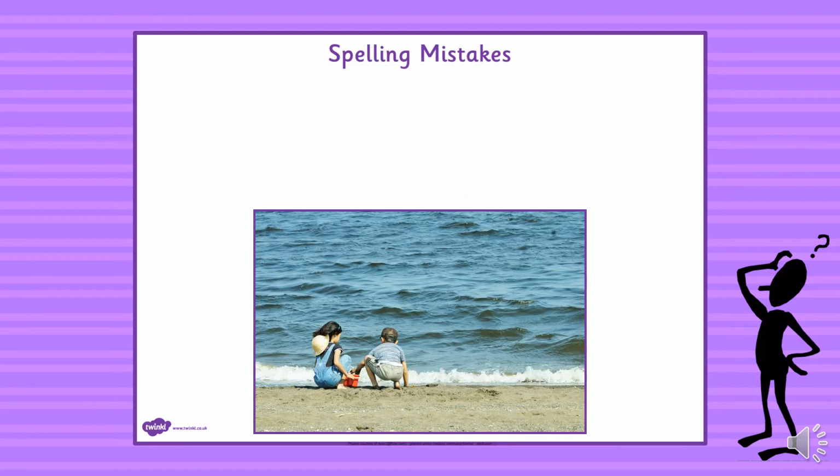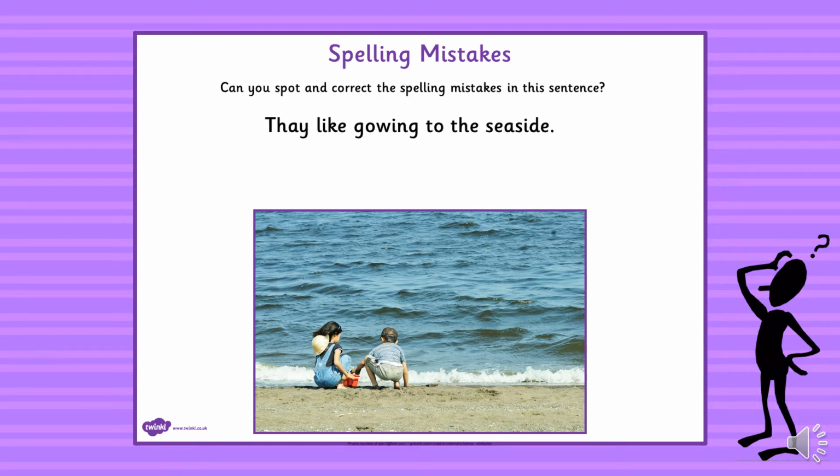The second thing we should be checking for are any spelling mistakes. Can you spot and correct the spelling mistakes in this sentence? It says they like going to the seaside. Have a think about which words might be spelt wrong here, and can you spell them correctly? Well, they and going are spelt incorrectly, and the correct spellings are here for you to have a look at. Well done if you spotted the incorrect spellings, and also well done if you managed to get them right.